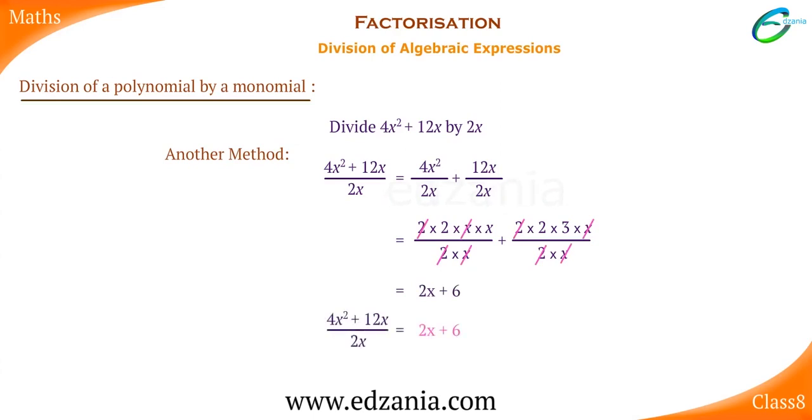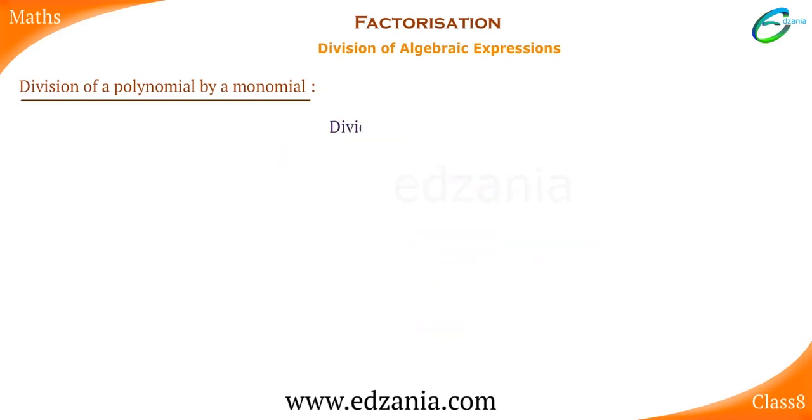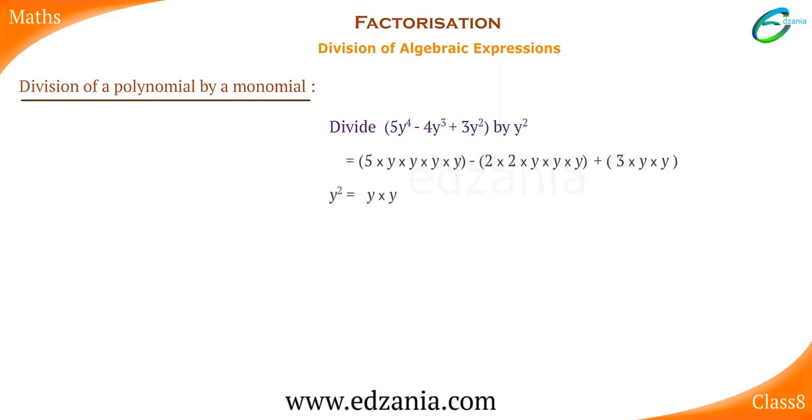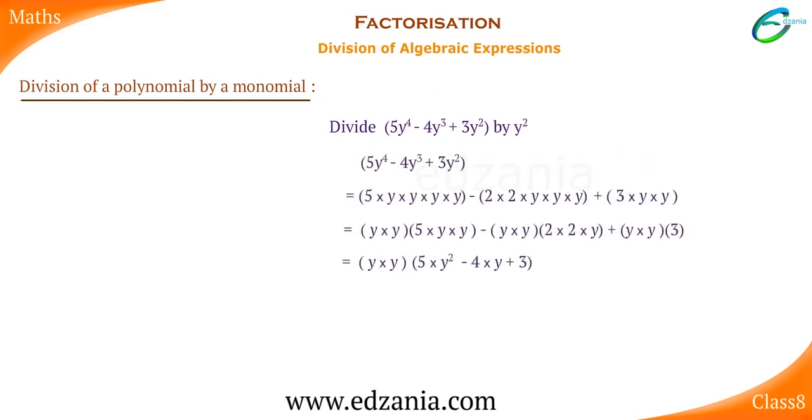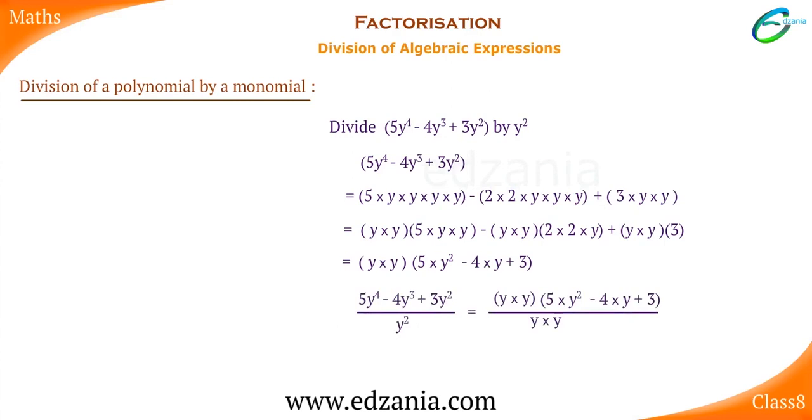Let us solve another problem using both the methods. Divide 3y to the power 2 minus 4y to the power 3 plus 5y to the power 4 by y squared. Let us start with the factorization of the given polynomial in terms of irreducible factors. Let us separate the common factors in each term of the polynomial. Now let us substitute the irreducible factors of the polynomial and the monomial in division. Cancel the common factors in between them. Thus we arrive at the result 5y squared minus 4y plus 3.